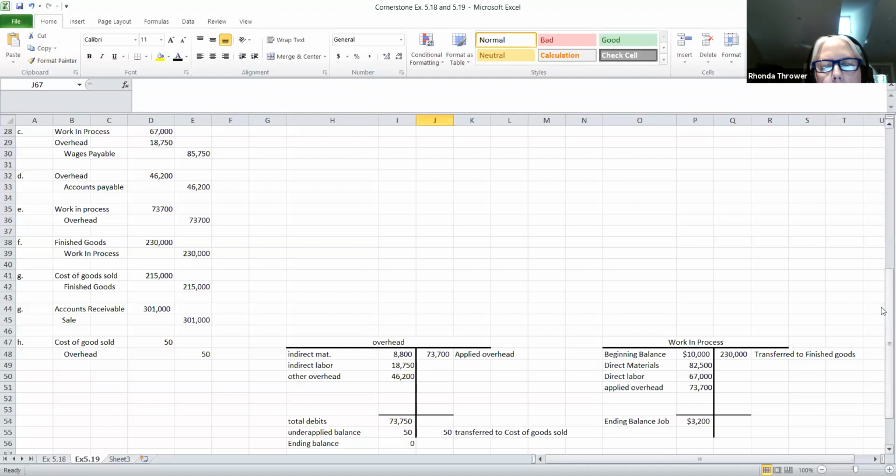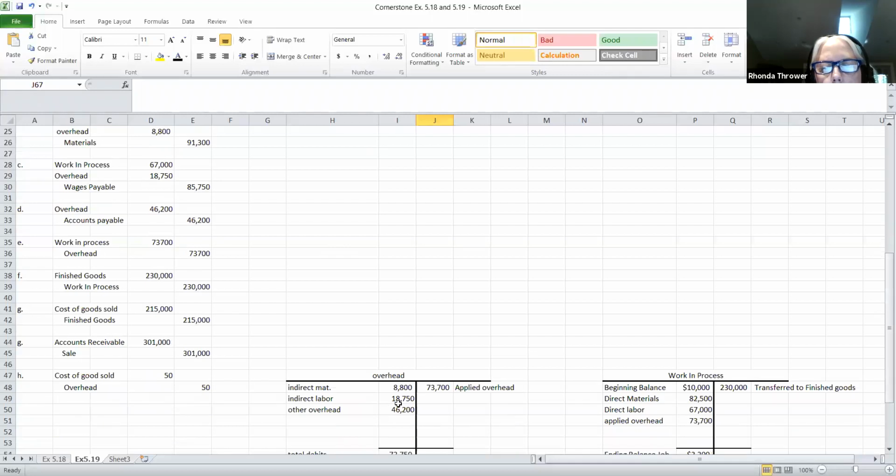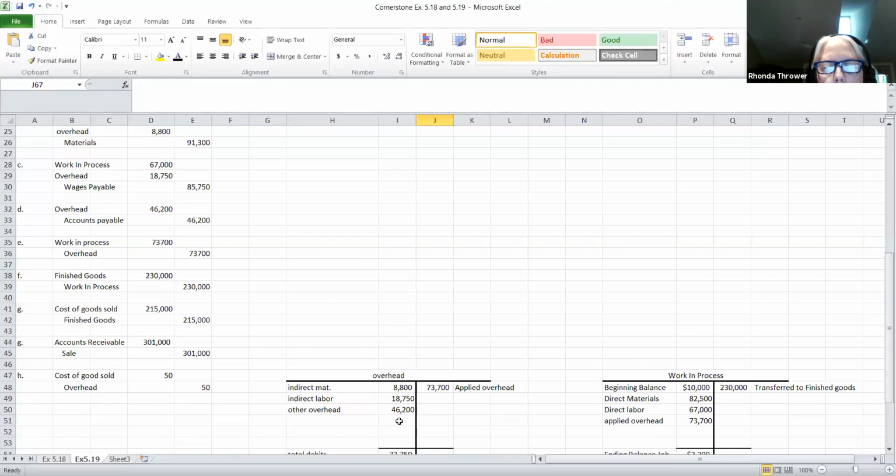We had some indirect materials that we recorded, and that came from the B transaction. This 88,000 was a debit to the overhead. We had a debit to the overhead for the indirect labor, so that's where I'm getting this amount. And then we had some other overhead that we incurred at 46,200. That's where I'm getting this amount. And then we had some applied overhead, which was the 73,700, which goes in here.